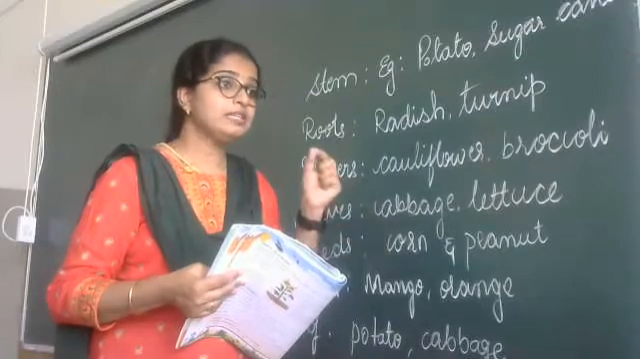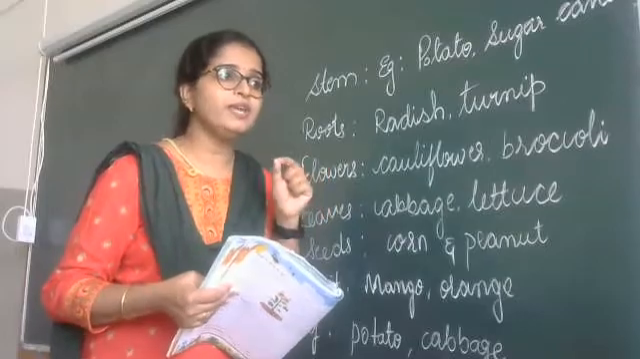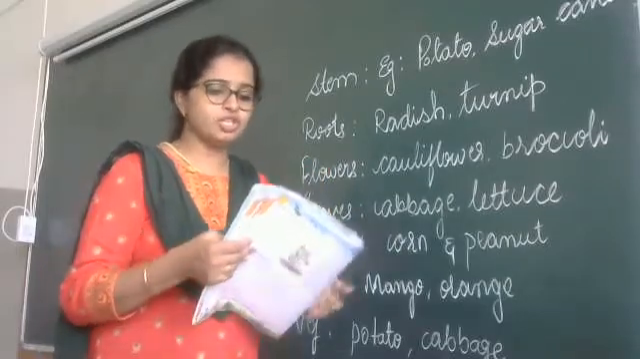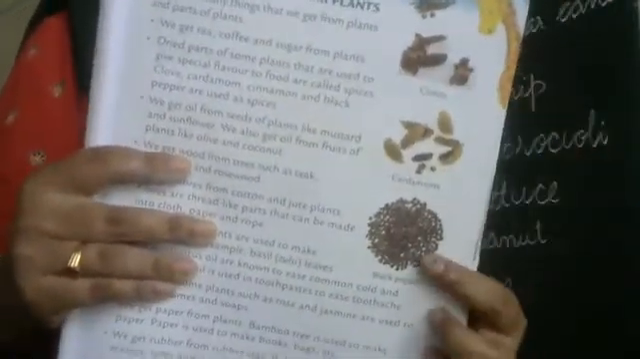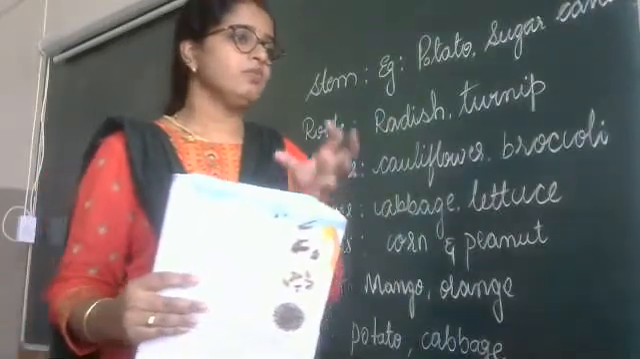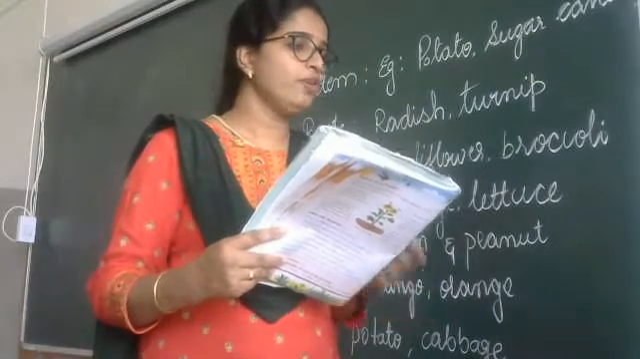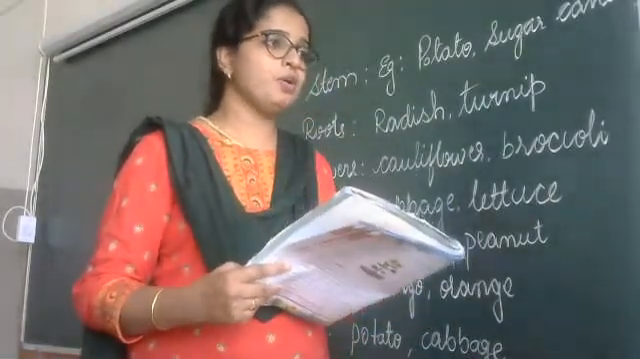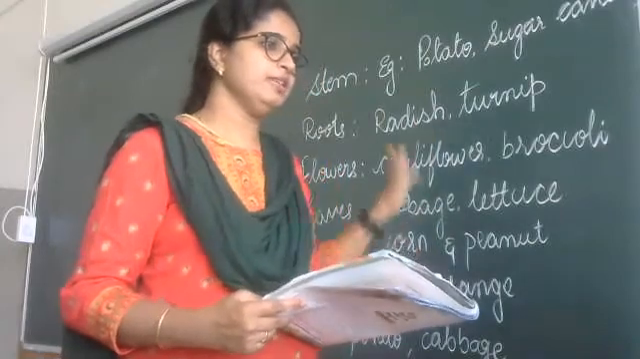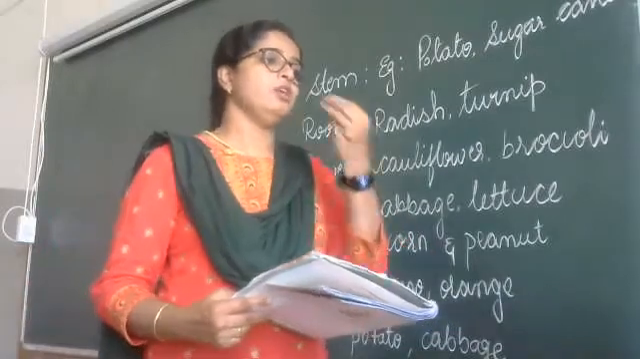Cardamom, इलायची, इलायची पता है आपको? Which we put in sweet dish. See, this is called elaichi, cloves, black pepper. These are called spices. Yes, we get this also from the plants. There are many things that we get from plants and parts of plants. Not only this, there are some other things also we get from plants which we eat.